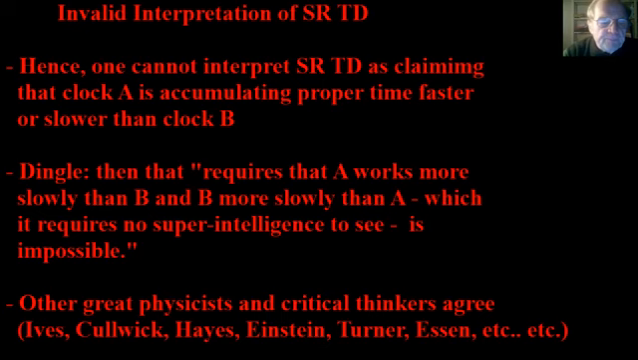Well, as Dingle put it, if you try to interpret special relativity time dilation as causing different proper time accumulation, one clock slower or faster than the other, then that requires that clock A works more slowly than clock B, and that clock B works more slowly than clock A, which it requires no superintelligence to see is impossible. That's a direct quote of Herbert Dingle. He was indeed a great physicist.